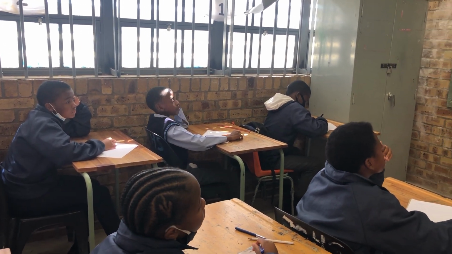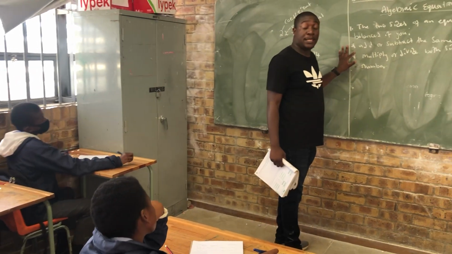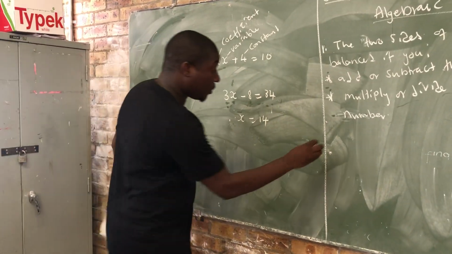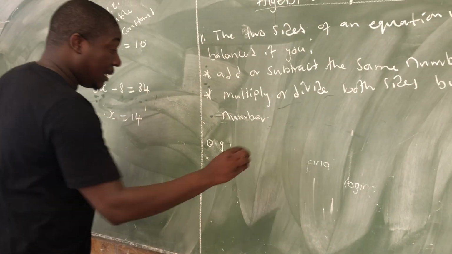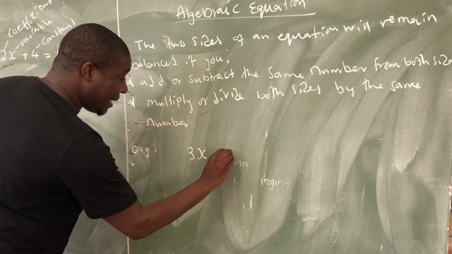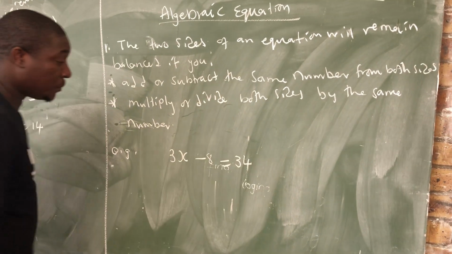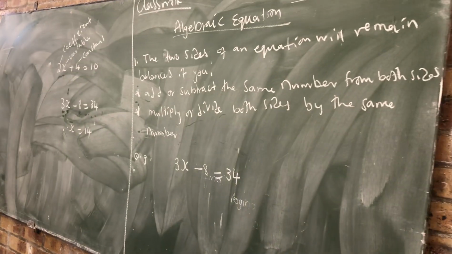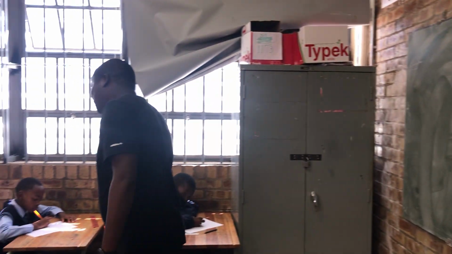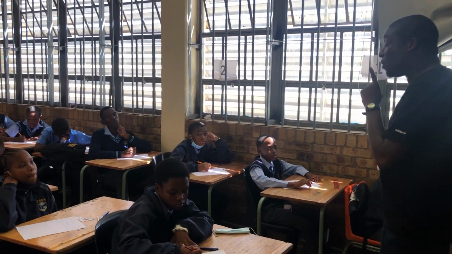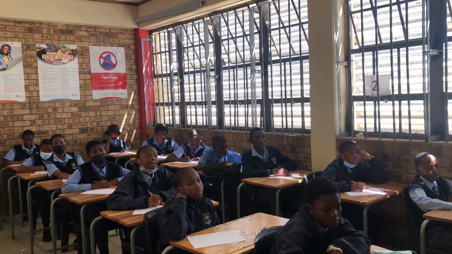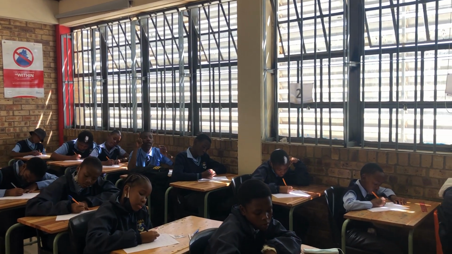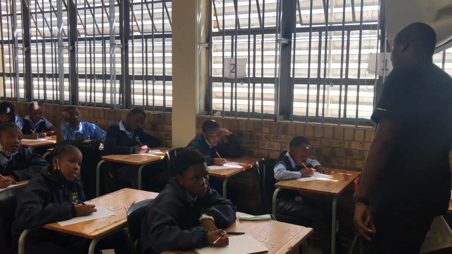This one is called additive inverse, and this one is the multiplicative inverse. Now I'm going to show you this one that we started with, as an example: 3x subtract 8 equals 24. Remember, the first step says that you add or subtract the same number from both sides, and the equation remains balanced. We're looking for the value of x. The question says solve for x, and we solve for x by using the additive inverse.